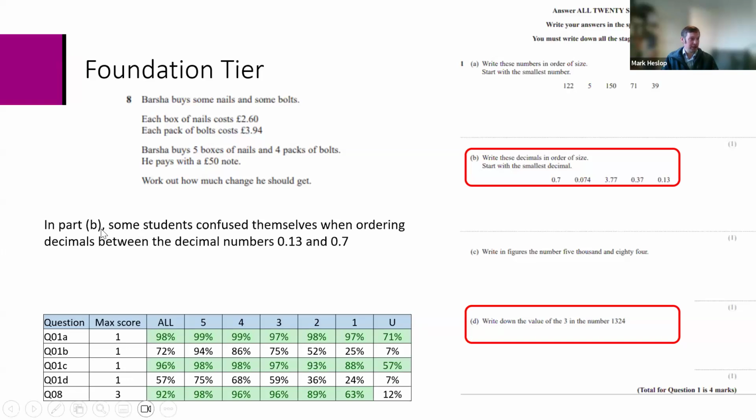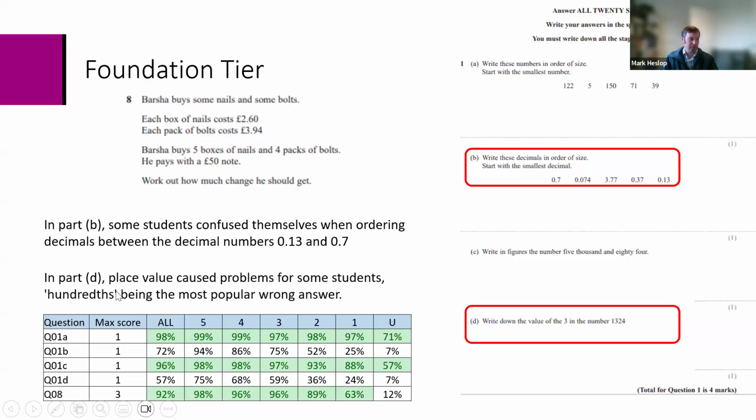So in part B, some students confuse themselves when ordering decimals between the numbers 0.13 and 0.7. This is where they classically say 0.13 and 0.7. In part D, place value caused problems, some students hundreds being the most popular wrong answer. So here's the statistics. Here's part B, 72% of students got that correct overall. 57% of students got this, which may shock some of you.